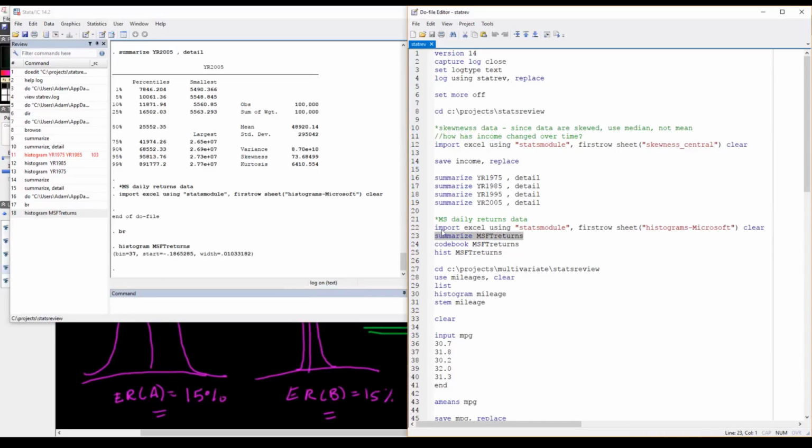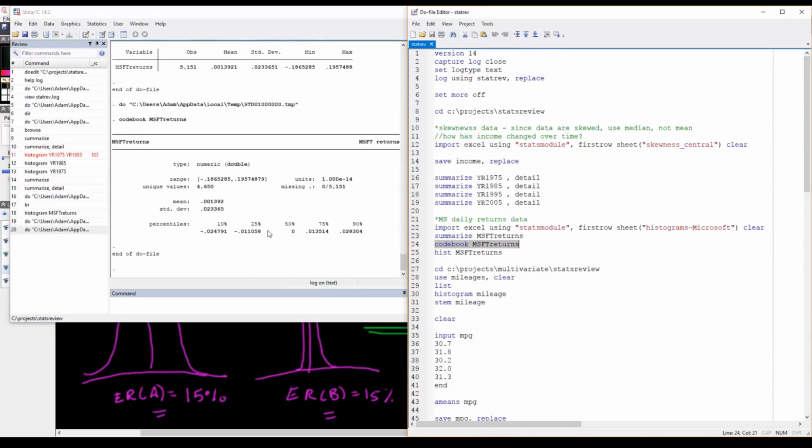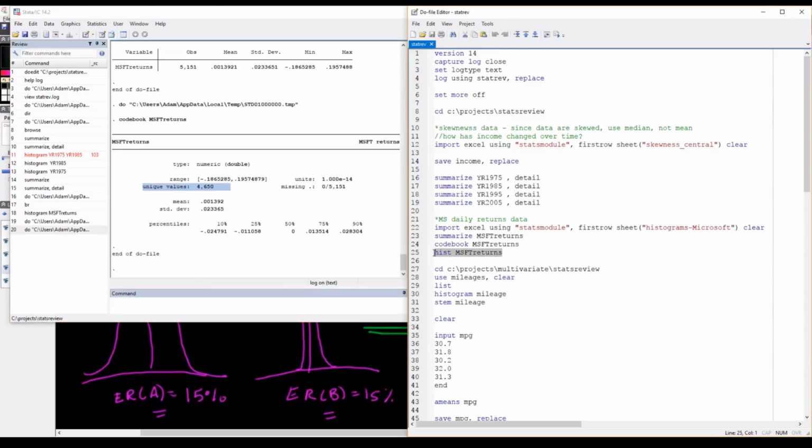I can summarize the Microsoft daily return data. I can also use codebook. It's another command besides summarize that gives me more information. So as you can see, I get the percentiles. I still get the average and standard deviation, but I get the range that we were referring to earlier. I can see whether or not any data is missing. I can see the number of unique values. And it looks like there are 5,000 observations in this particular data set. So all of that information is given. And again, I can construct the histogram.